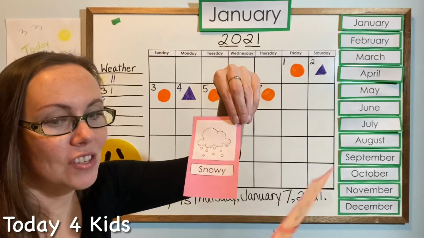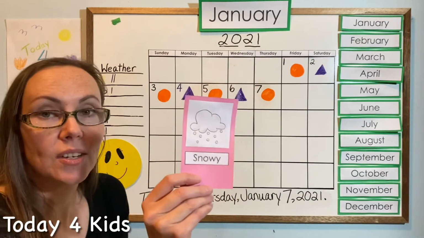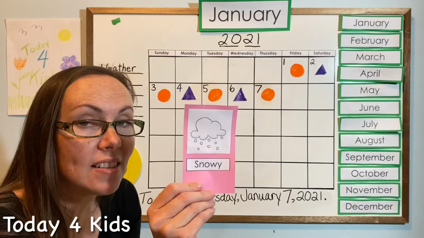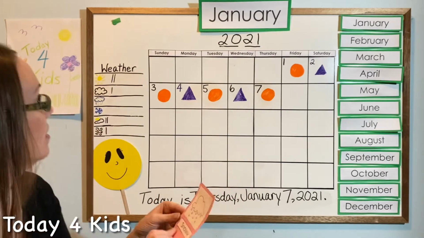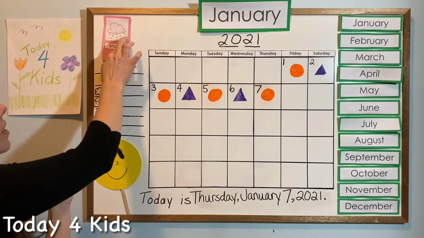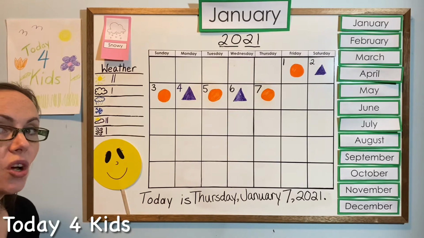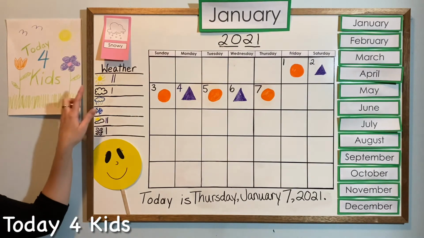I love the snow when it's fluffy and snowing down. It is so fun and fresh. And then maybe when it's done snowing, I can go out and make a snowman. So I'm going to put our snowy weather right here. And then I'm going to get my marker. And can you help me find snowy on our weather chart for January?